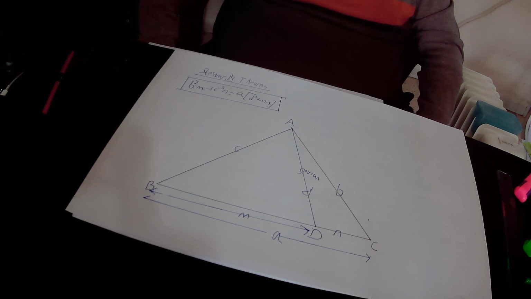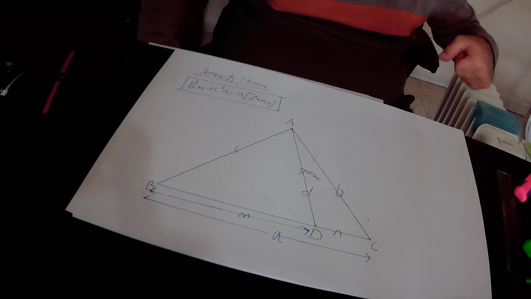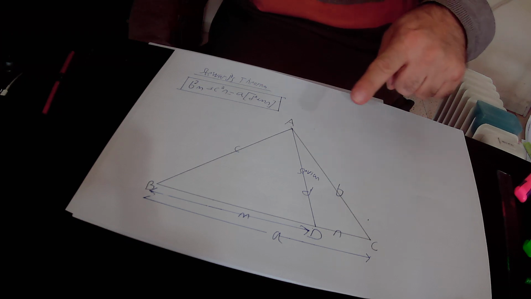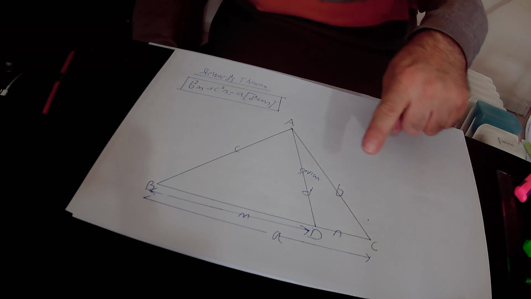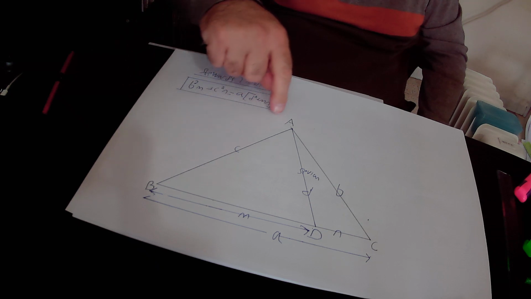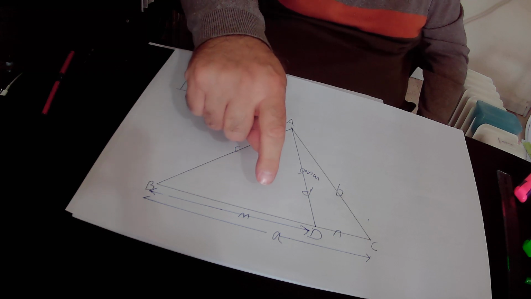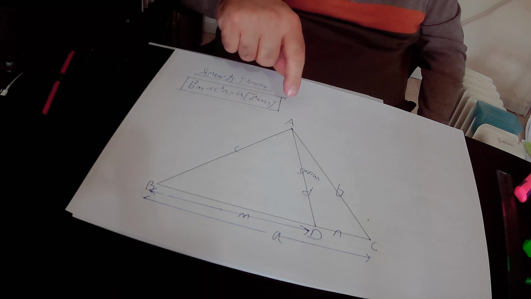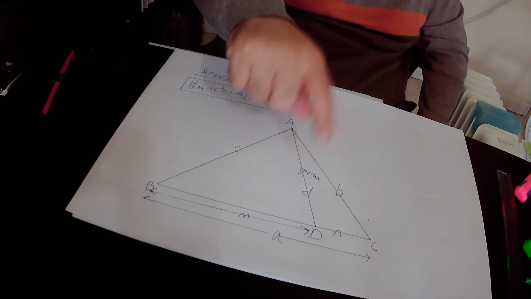In a nutshell, Stewart's theorem yields a relation between the lengths of the sides of the triangle and the length of its cevian. Here, the length of side AB is c, the length of side AC is b, and the length of side BC is a. So we have here triangle ABC with the lengths of its sides, and the cevian in this triangle ABC is AD, and the length of the cevian AD is d.